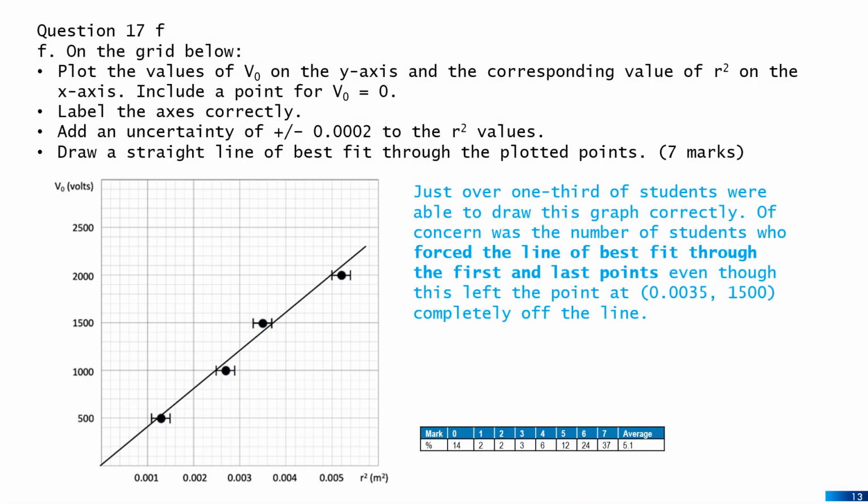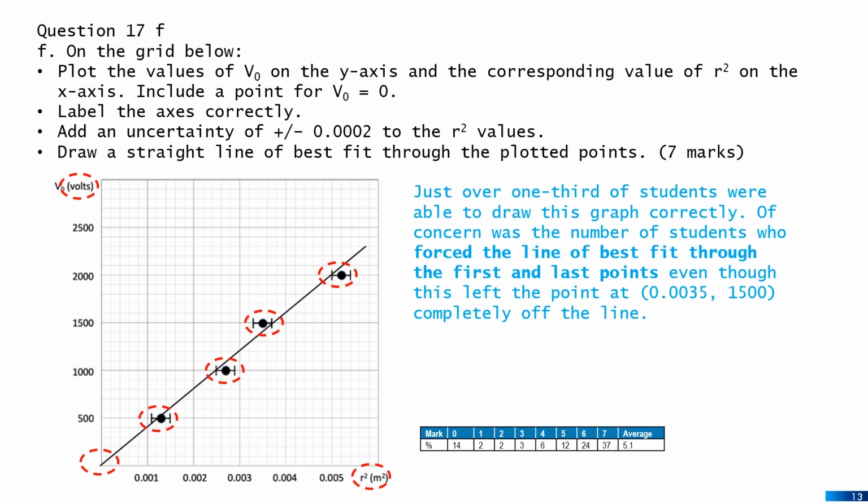Draw the curve of V0 versus r squared. Plot the values of V0 on the y-axis and r squared on the x-axis. A point for 0 must be included. Label the y-axis as volts and the x-axis as square meters. Add the error bar to the x value.